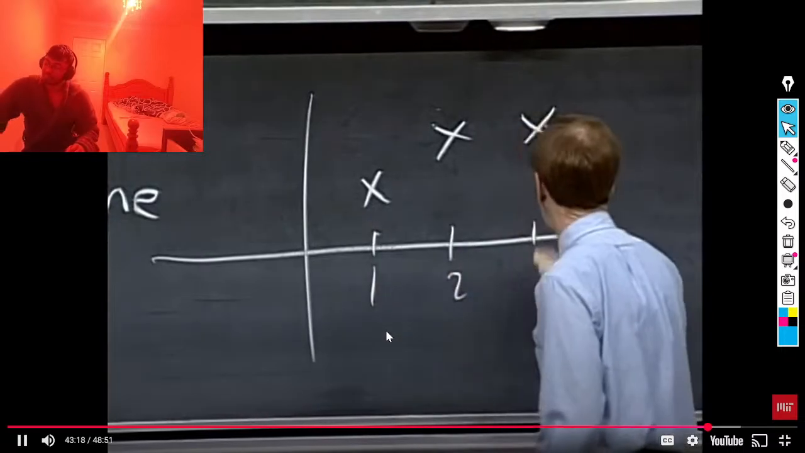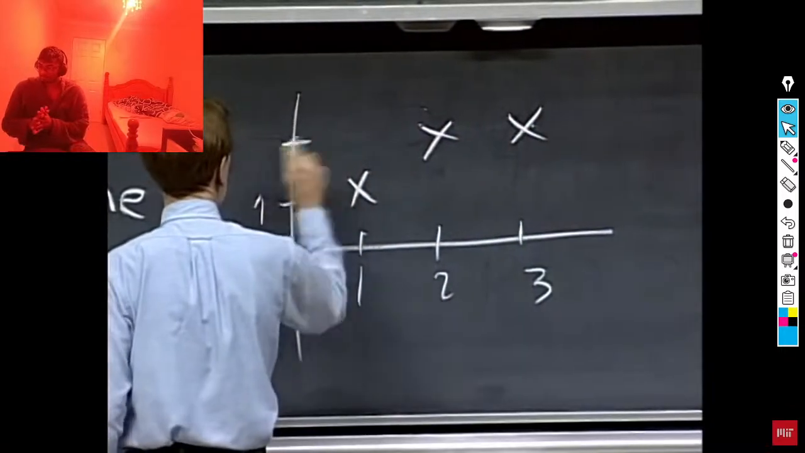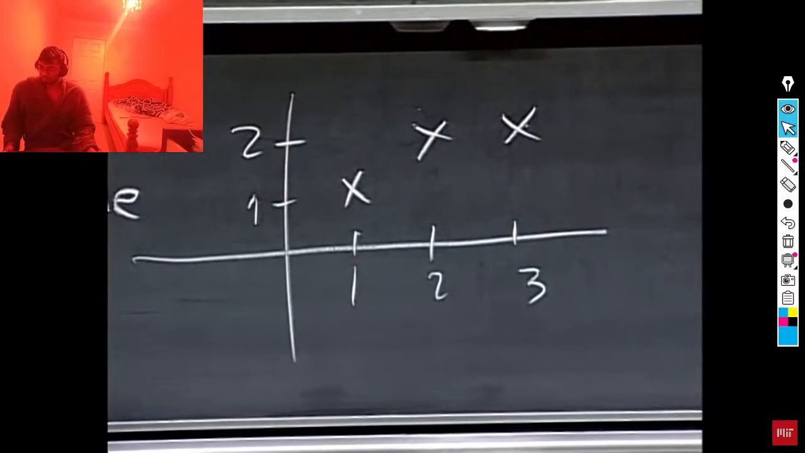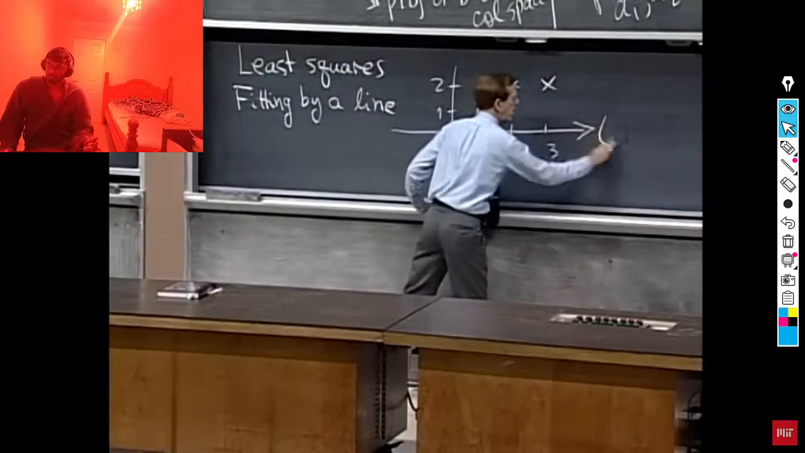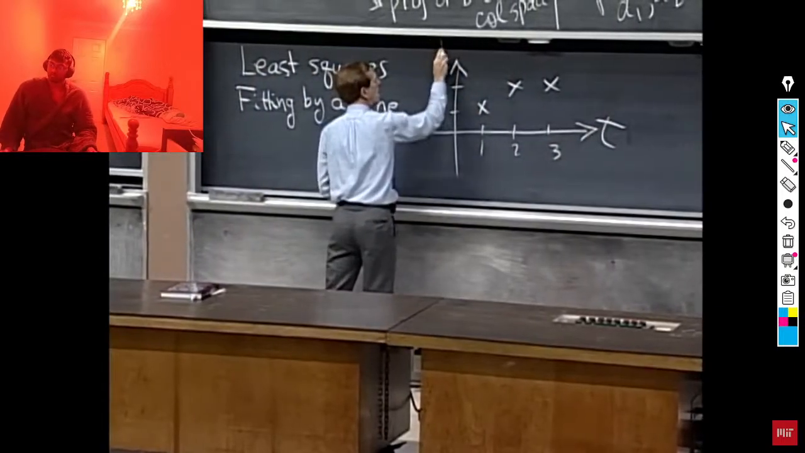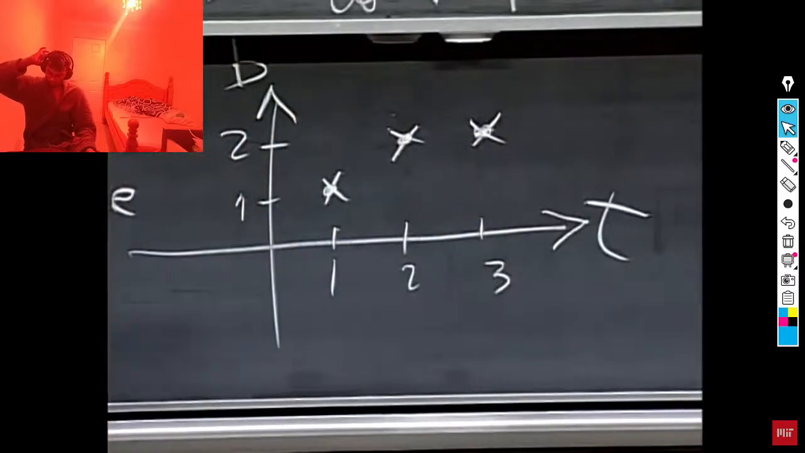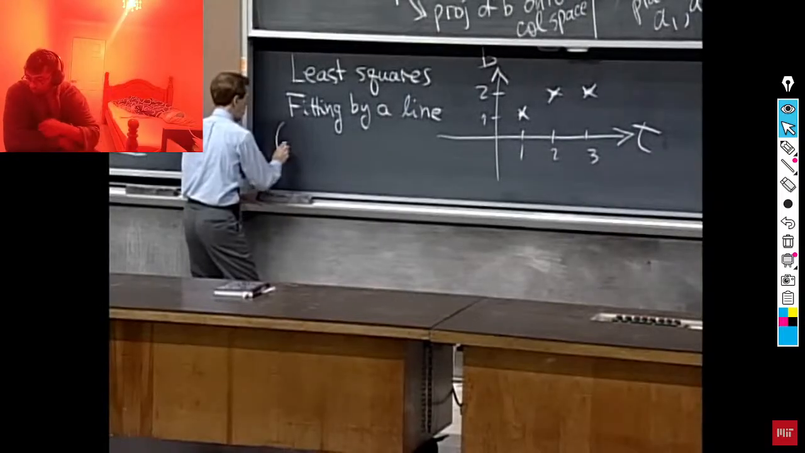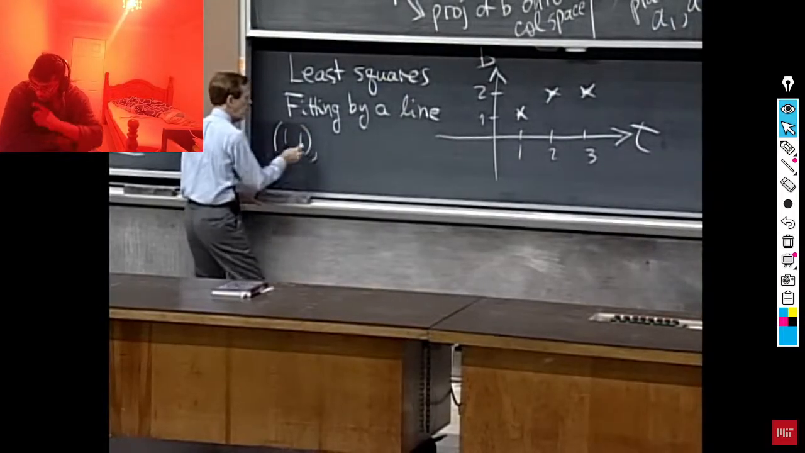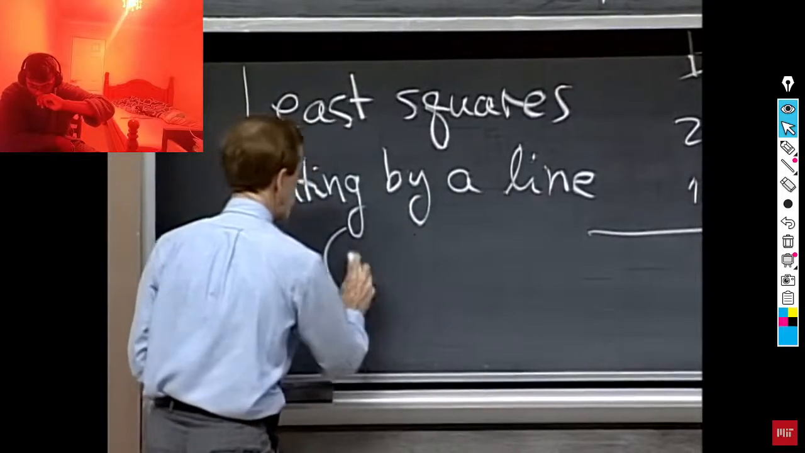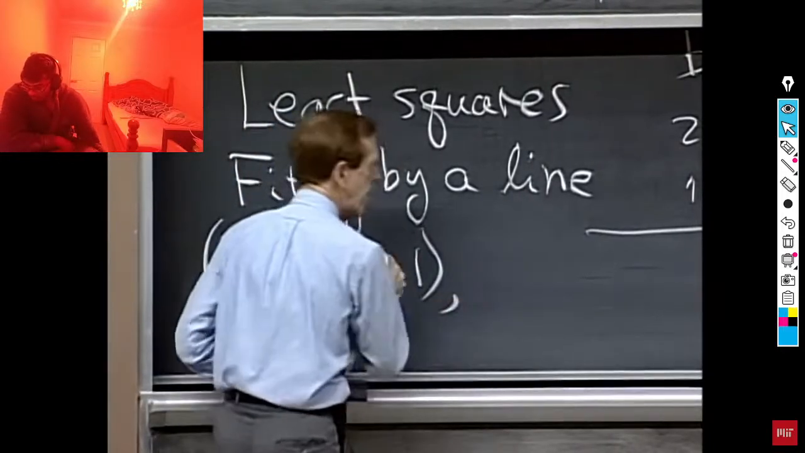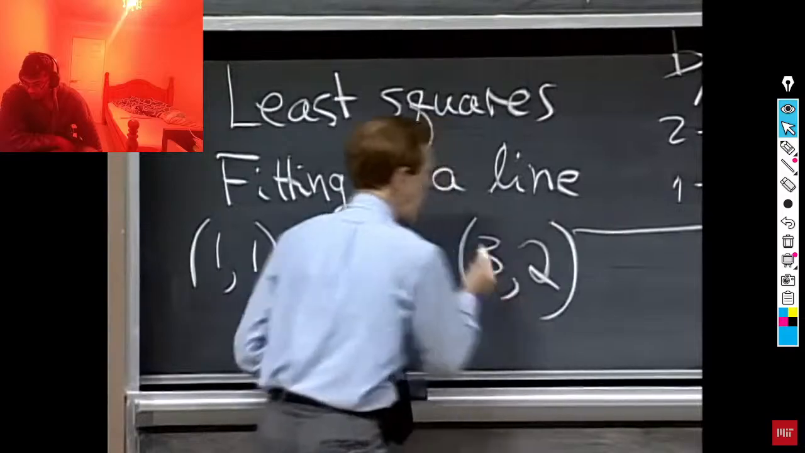1, 2, and 3. 1 and 2 and 2 again. So my data points are, this is like the time direction, and this is like, well, we call that T or Y. I'm given these 3 points, and I want to fit them by the best straight line. So the problem is fit the point 1, 1 as the first point. The second point is T equals 2, B equals 1. And the third point is T equals 3, B equals 2.